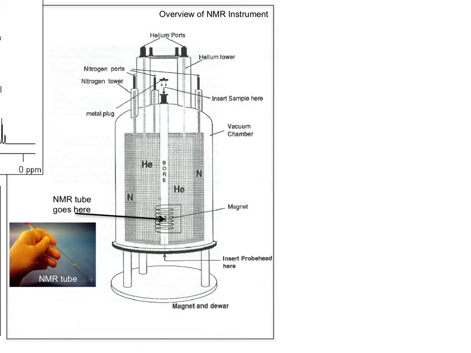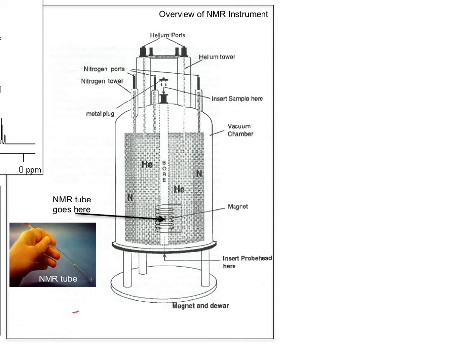So in order to collect an NMR spectrum for a molecule, what happens is that the molecule is first solubilized in a solvent and placed into an NMR tube. The NMR tube looks something like this. It's similar to the size of a pencil. So you're looking at the lower left-hand corner here.